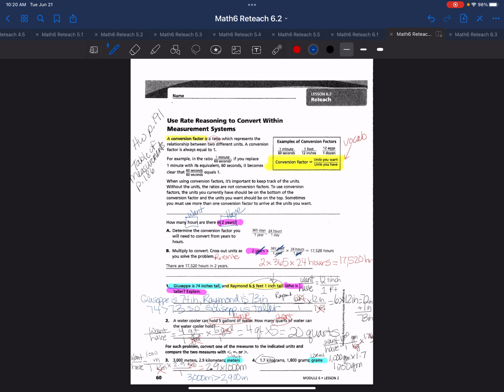I know that 1,700 grams is less than 1,800 grams. So that is our lesson for Module 6, Lesson 2, Grade 6.